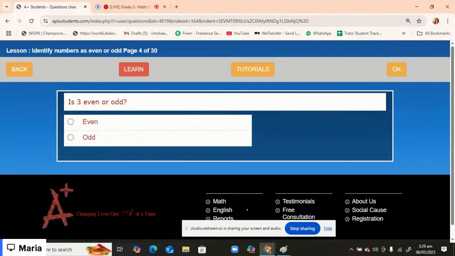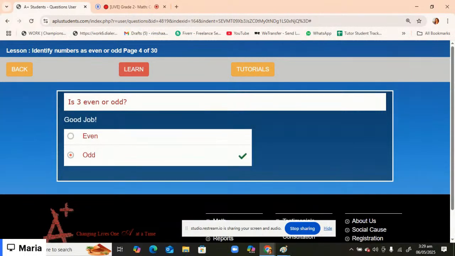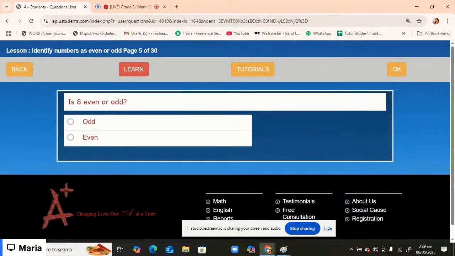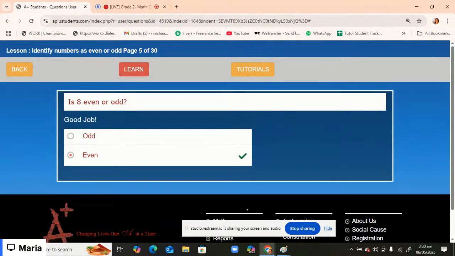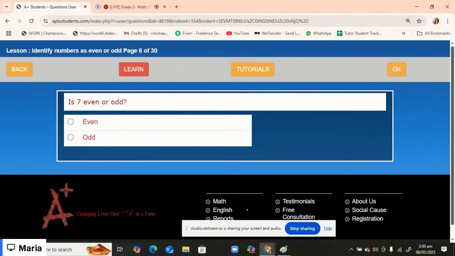Good. That is odd. Is 8 even or odd? 8 is an even number. Hope you guys understand this lesson as well. Solve the rest of the test questions by yourself.